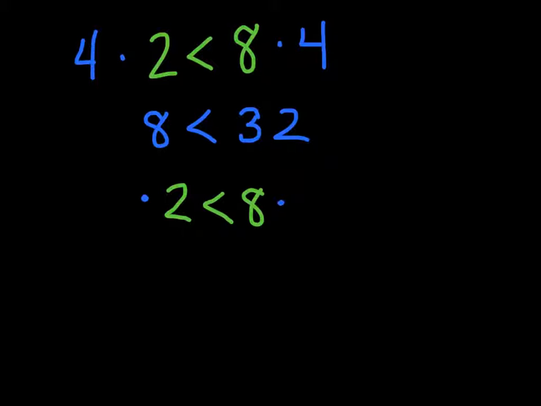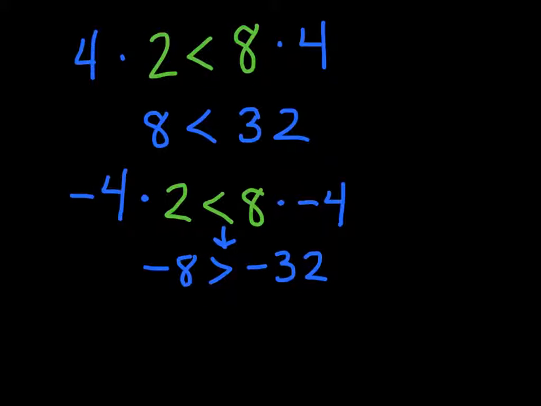Let's work through it one more time, adding that step. Negative 4 times 2 would give us negative 8. 8 times negative 4 would give us negative 32. If we change the direction of the inequality symbol, now we have an equivalent inequality. Negative 8 is greater than negative 32.